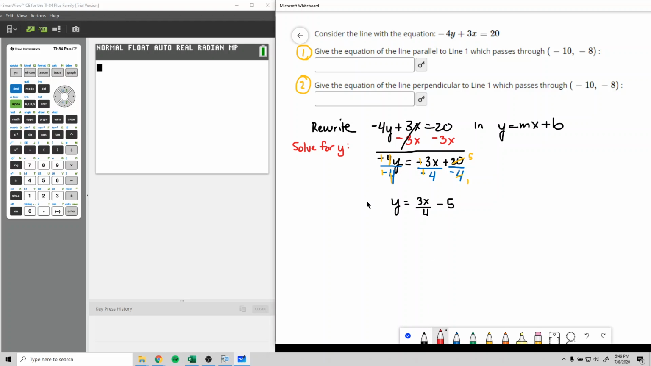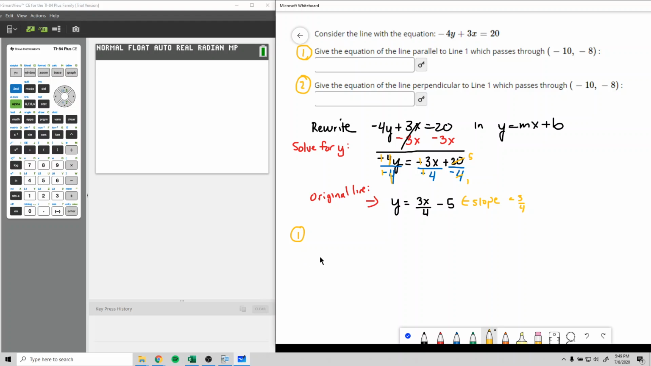Remember, this is just the original line. It's important, when we figure out parallel and perpendicular lines, to point out the slope. What is the slope of this line? It is 3/4, what's multiplying x. All right, so now let's work on the actual problems.